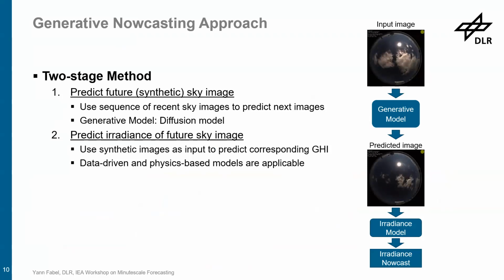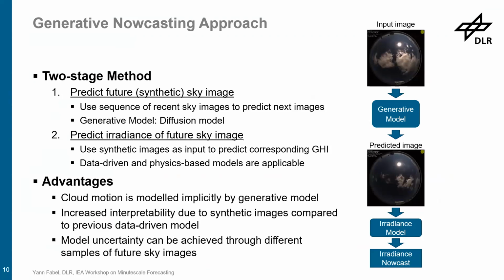For the first model, we use a generative model, a so-called diffusion model, and use the recent sky images as an input and get as an output the next images. And we can evaluate each image individually. And there we have another advantage. First of all, of course, we model the cloud motion implicitly by the generative model. We have an increased interpretability because we have this synthetic image as an intermediate output. And we can also model uncertainty to some extent because we can sample different futures from the input image.